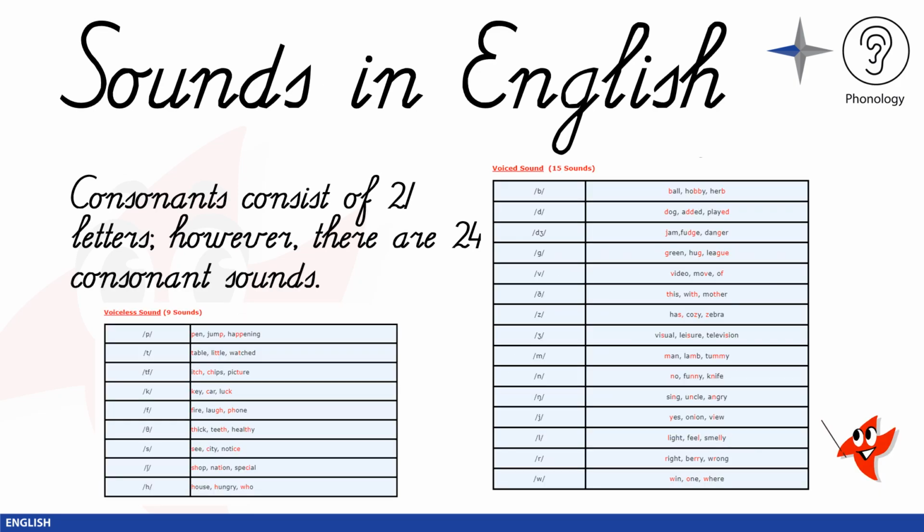Consonants consist of 21 letters excluding the vowels. However, there are 24 consonant sounds. Here is a chart of these 24 consonant sounds. They are categorized into voiced and voiceless sounds.